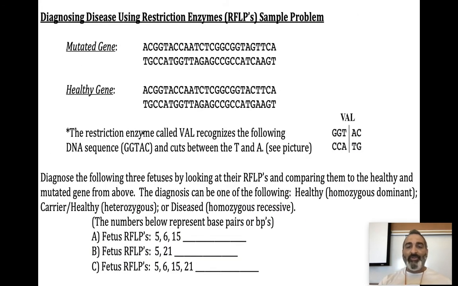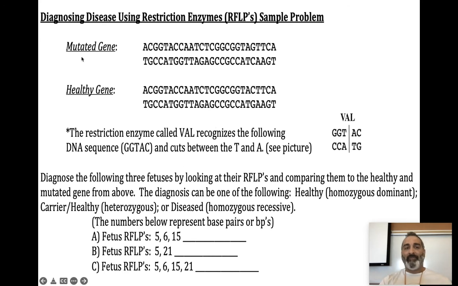Now, how do you use restriction enzymes to diagnose disease? It's actually really simple. You should write somewhere on this sample in your notes: Step 1, cut DNA. Step 2, count the base pairs. Step 3, compare numbers. So you'll have numbers down here. Step 1 is cut. Step 2 is count base pairs. Step 3 is compare. 3 C's: cut, count, and compare.